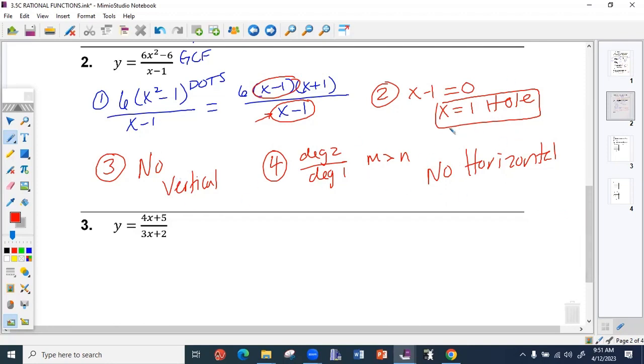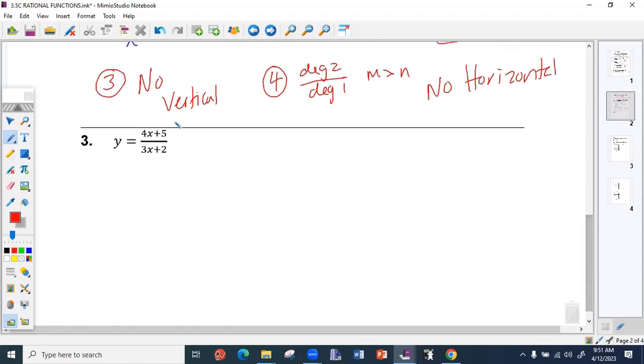So the only discontinuity here was a hole. Okay. On 3, it is already fully factored. There's no GCF. There's no difference of 2 squares. There's no simple trinomial. It is fully factored. Step 2, do they have anything in common?